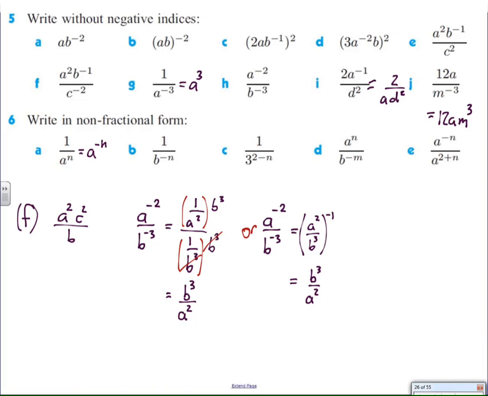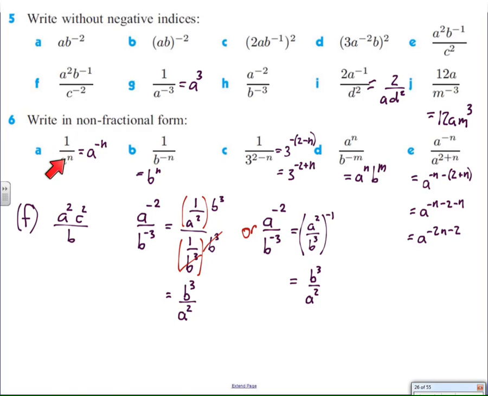All right, the rest of the answers are going to be provided here. I'll only talk briefly about this one. Well, briefly, 1 over a to the n is a to the negative n. That's straightforward. 1 over b to the negative n is b to the positive n. Also straightforward.